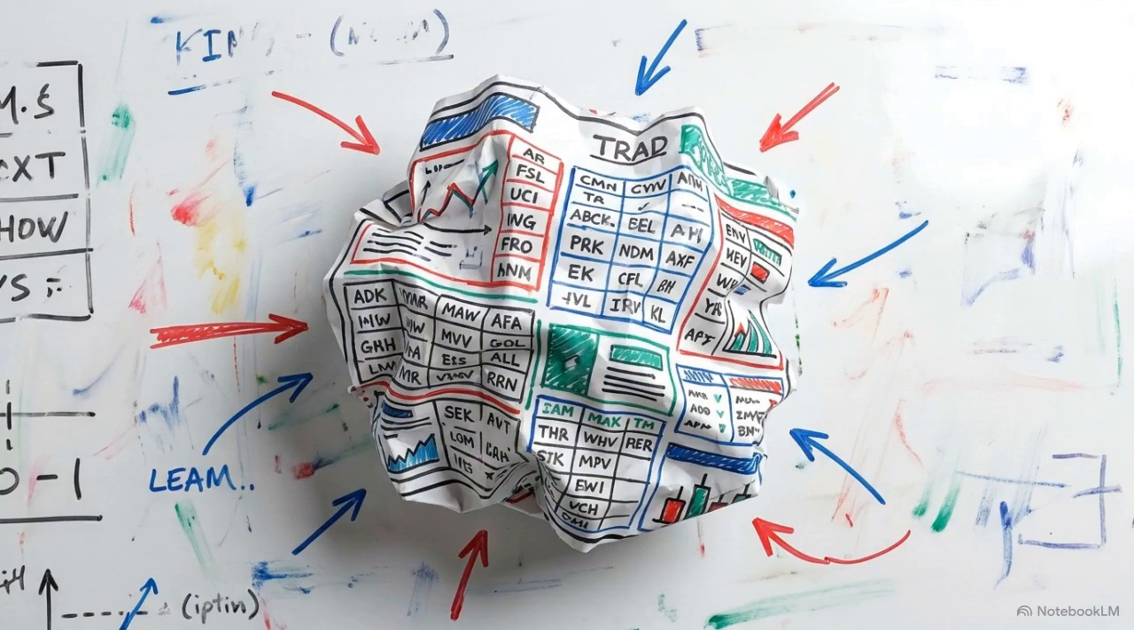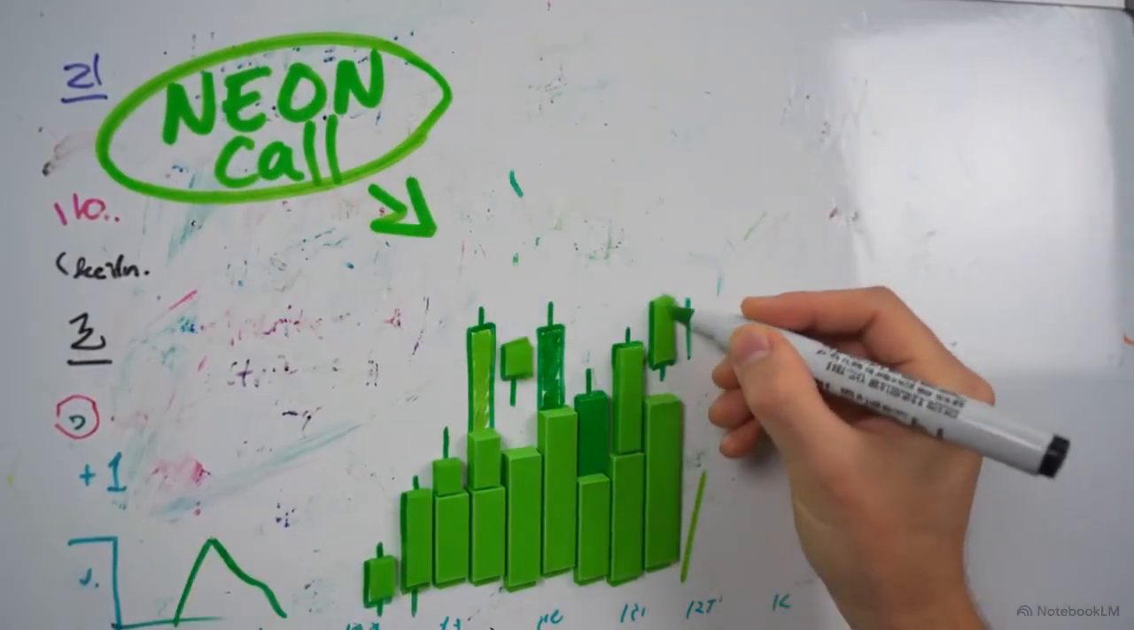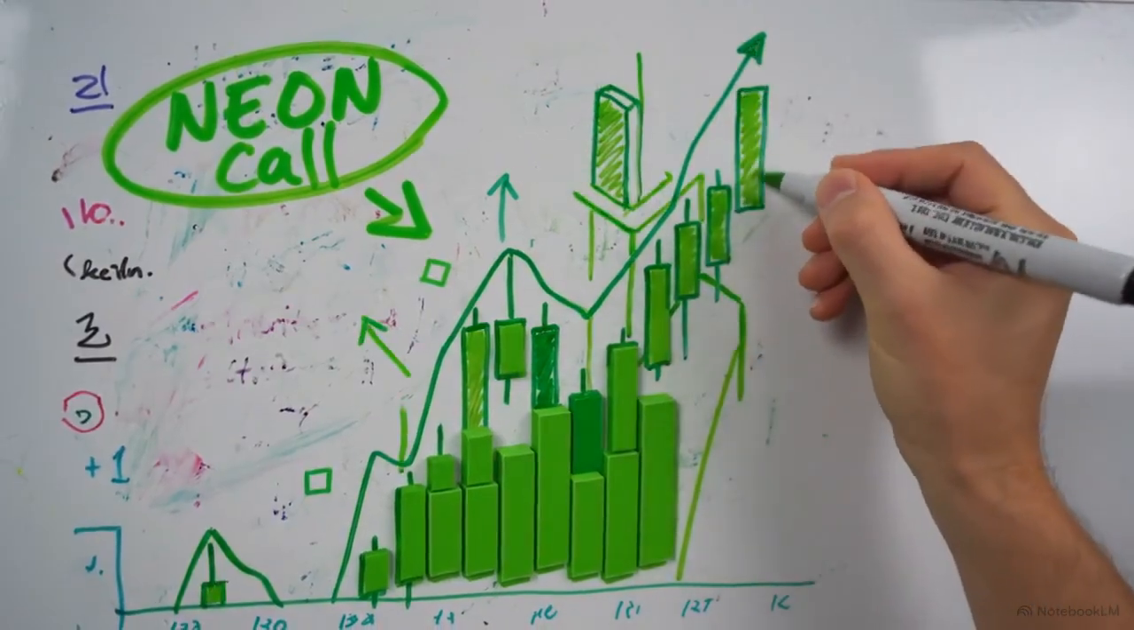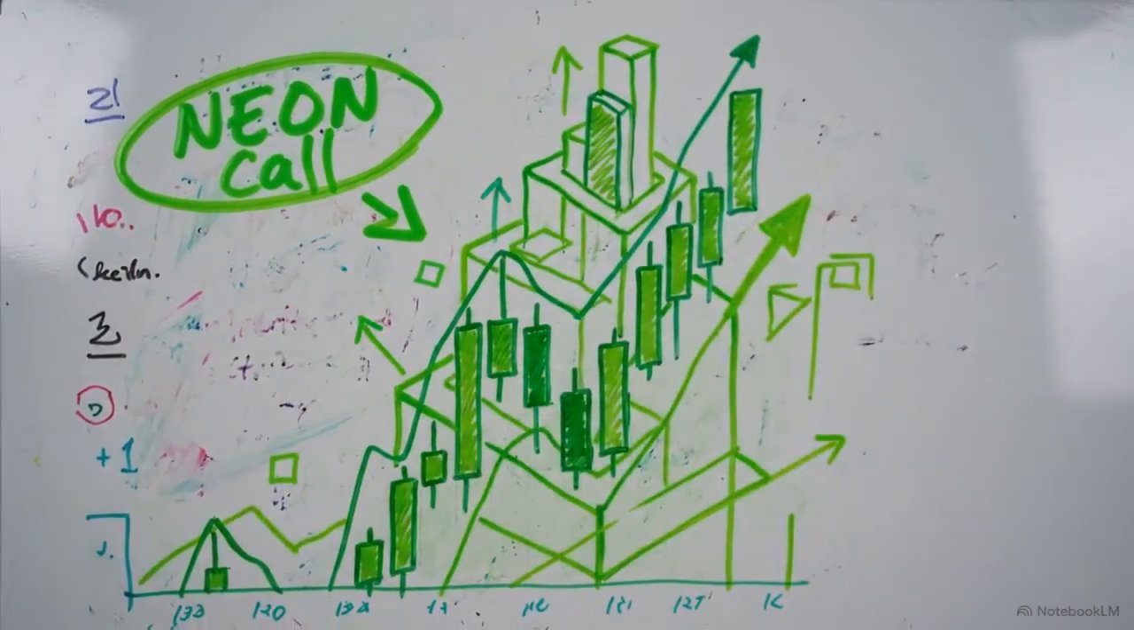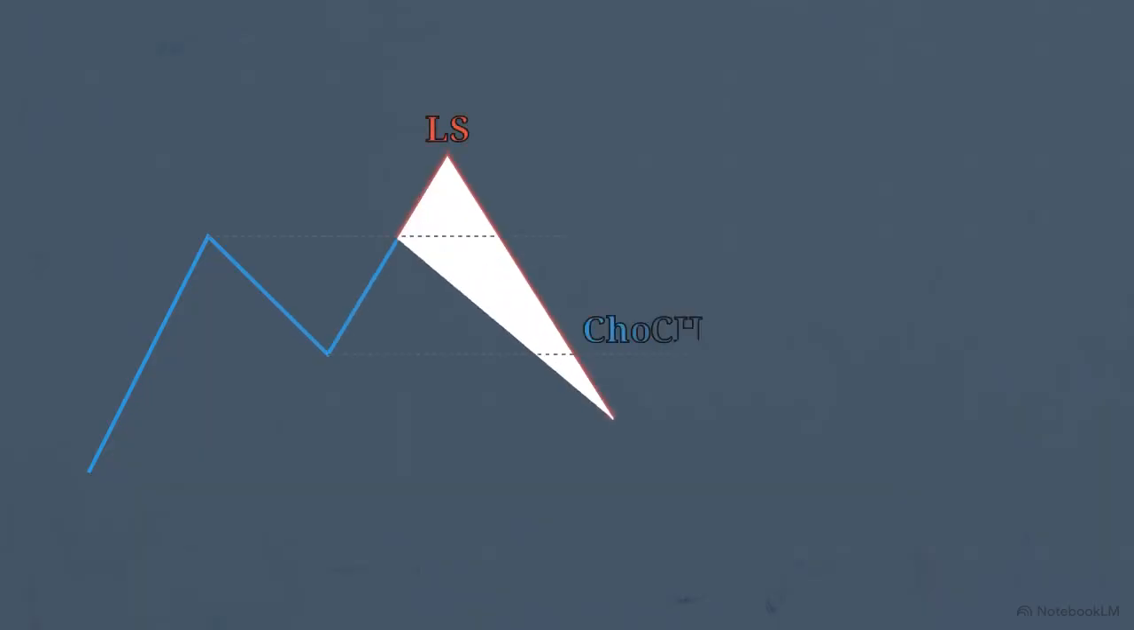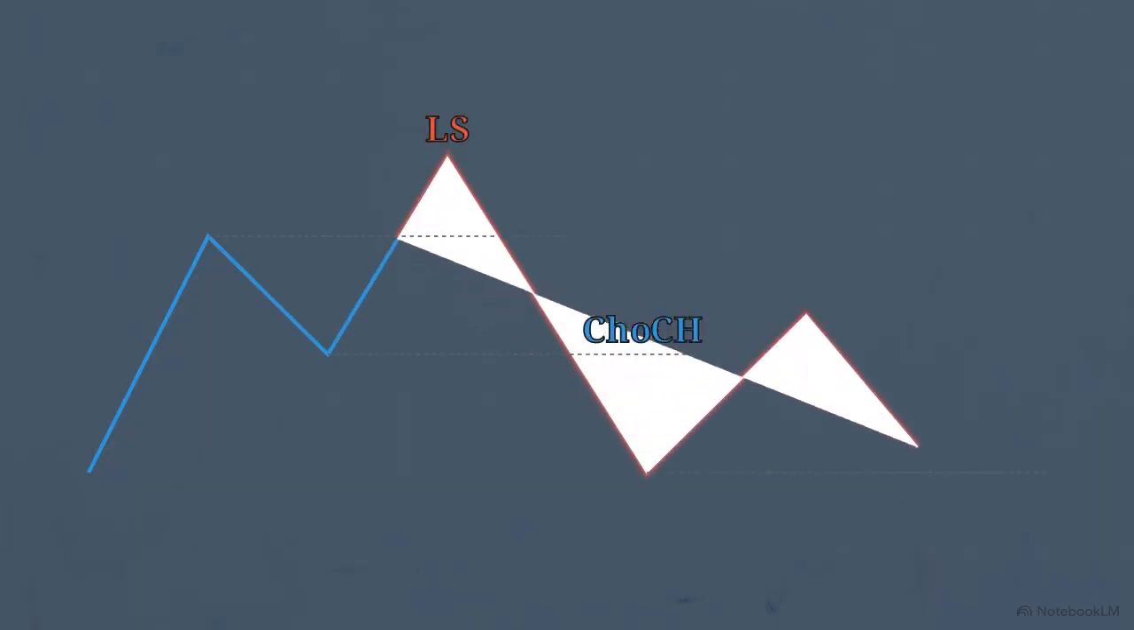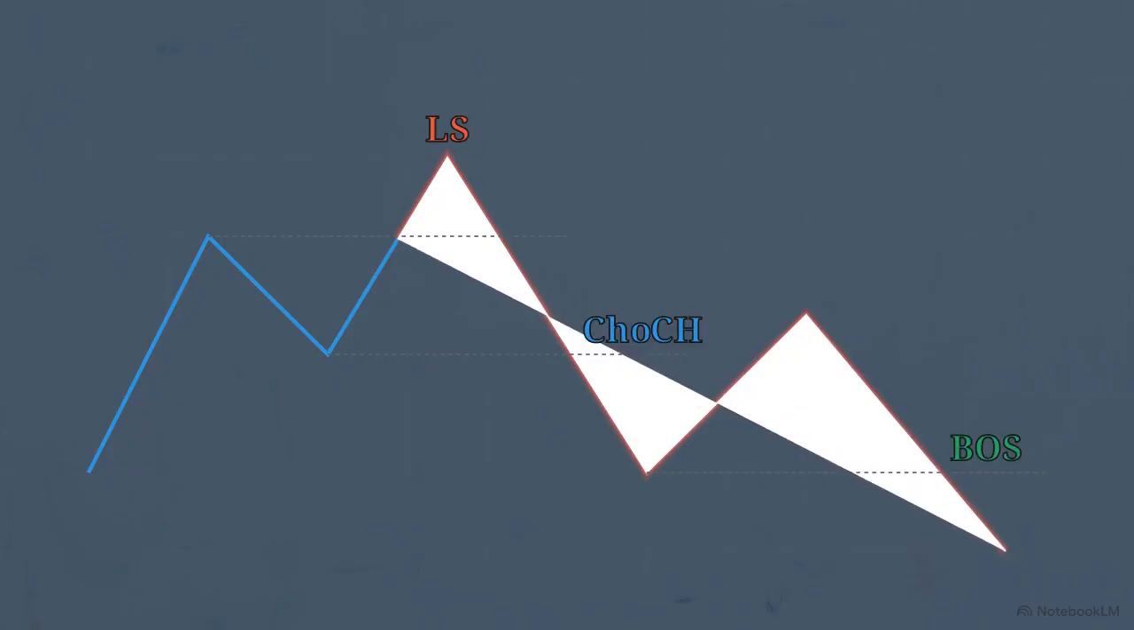To extract the actual utility from this framework, we have to discard rote memorization. We are going to reconstruct this cheat sheet from the ground up to reveal a unified algorithm of price delivery. The value of this lexicon lies in reading the sequential sentences these terms form on a live chart, tracking the precise logic of algorithmic execution.